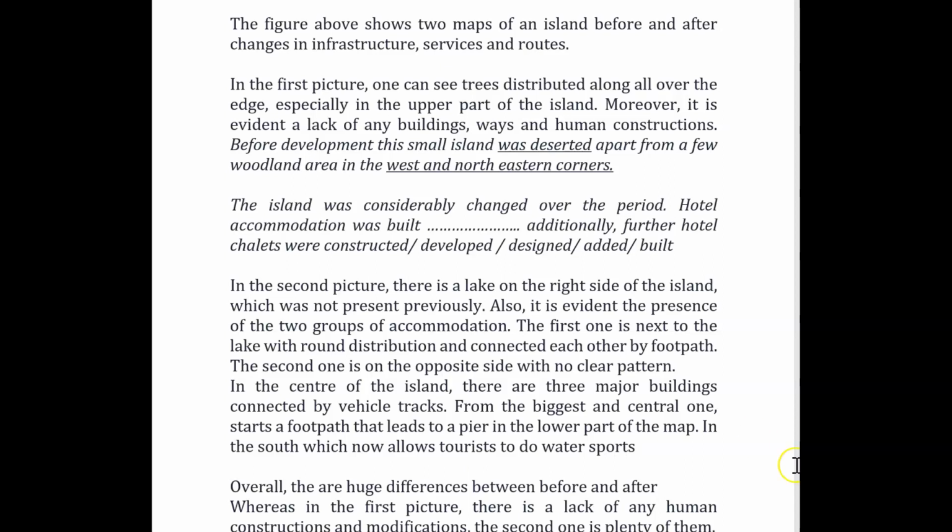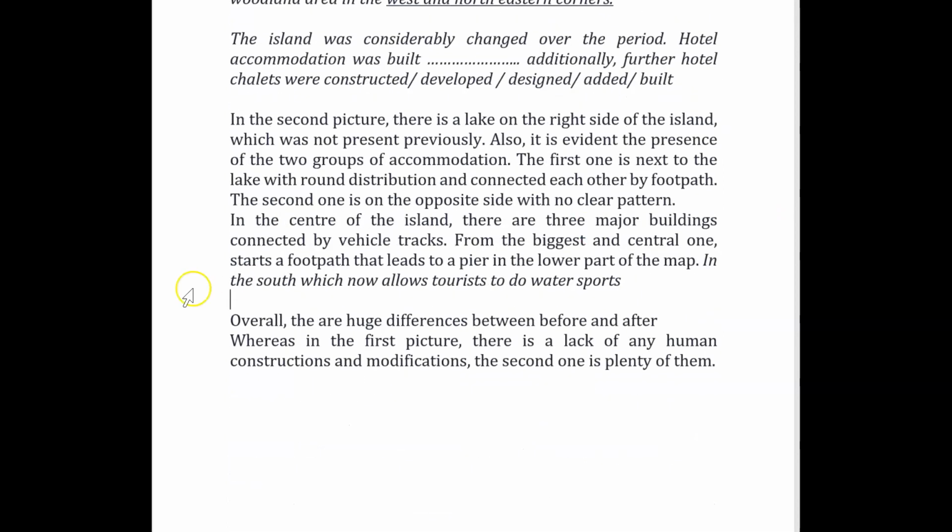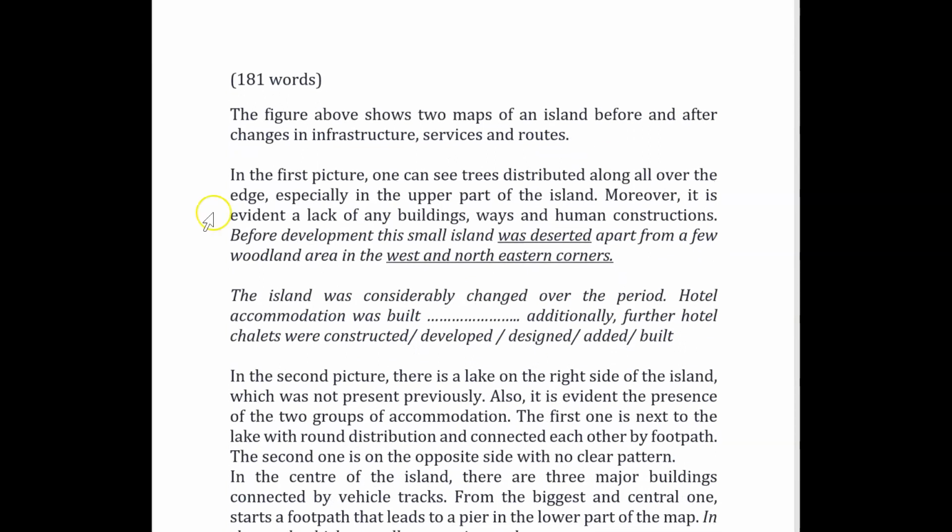I mean, I don't really want too much on the tourists, but making sensible guesses here is really important. Okay, so do you see what I mean? So the overall sentence, again, you can have it at the beginning, you can have it at the end, or you can have it here. But this sort of idea: so overall, before development, this island was deserted.